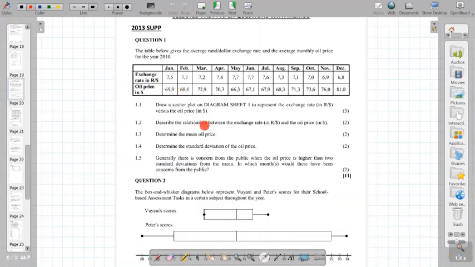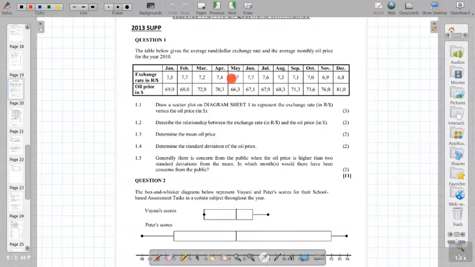Is there a relation? Anyway, we'll check it from the memorandum, and it says: describe the relationship. Once it is drawn, it will be much easier to see what's happening. Is there any such relation? Are the dots on the scatter plot just spread around, or is there an inclination of increasing or decreasing together? We can only understand that after we have seen the dots on a scatter plot. And determine the mean oil price.